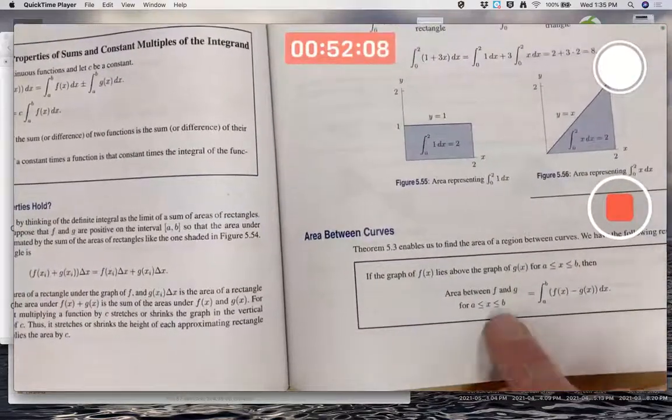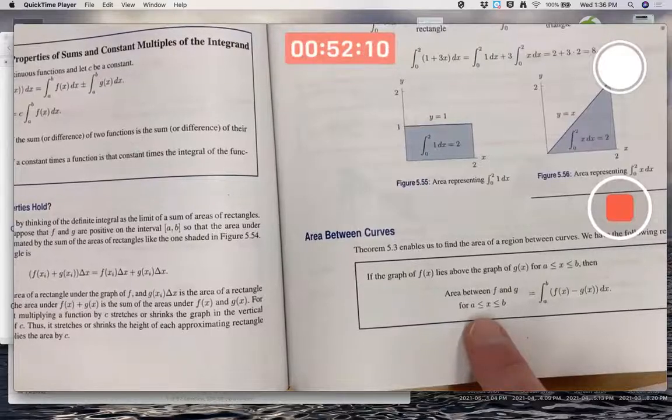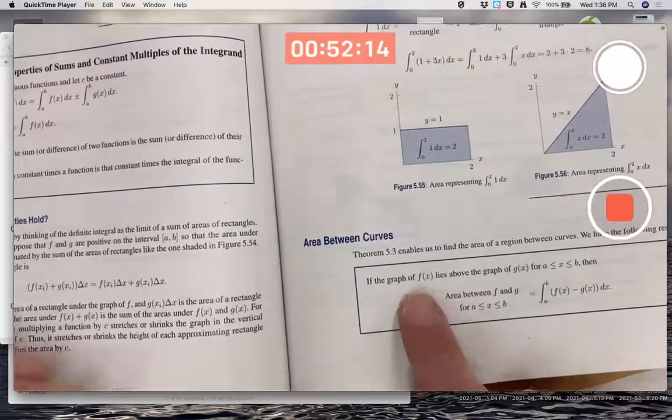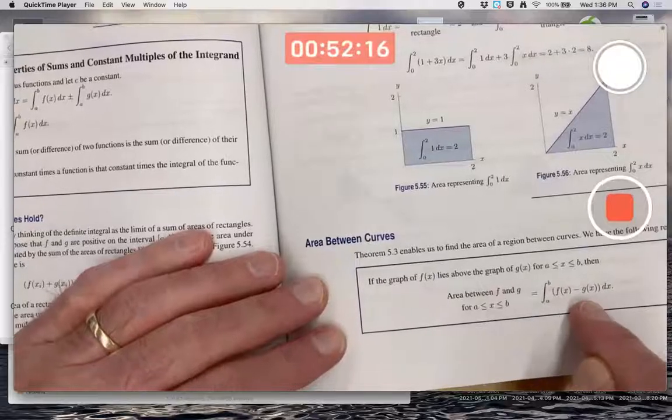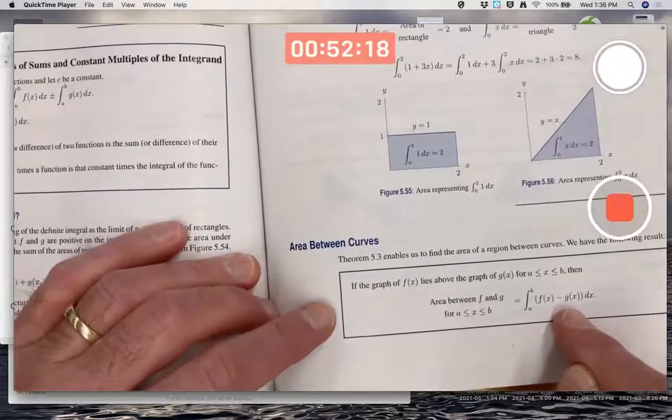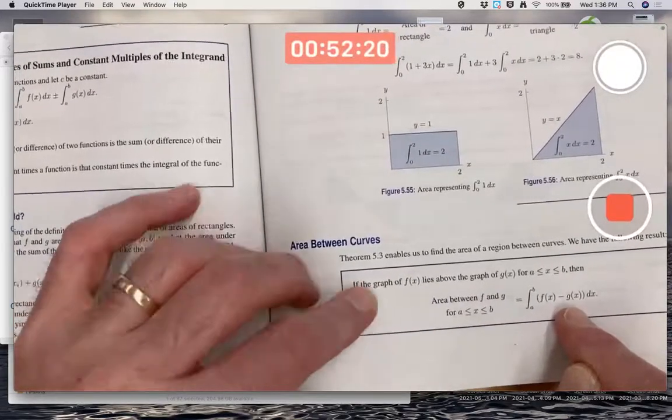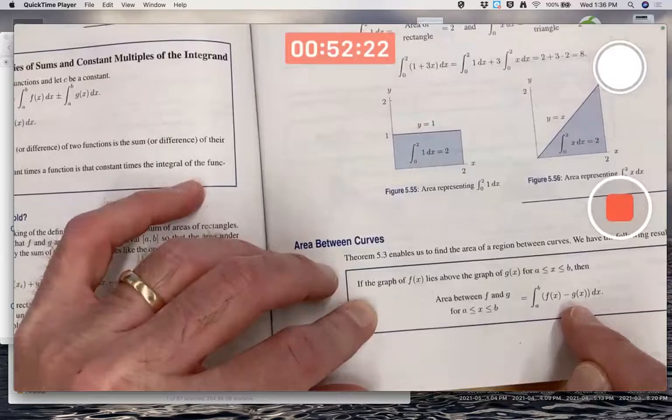This property says the area between the graphs of two functions, f and g, where the graph of f is above the graph of g, is the integral of their difference. I need to find the area between two graphs.